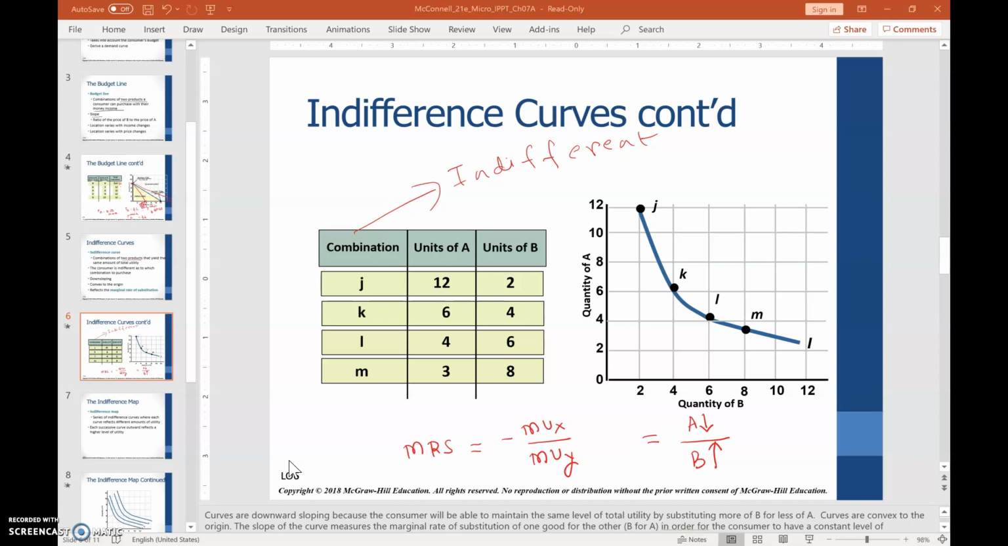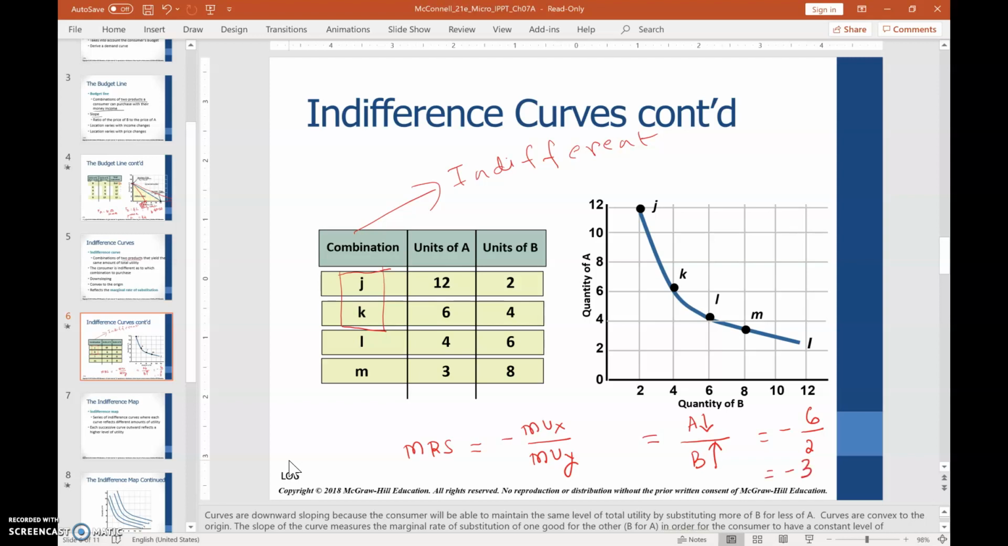If we want to calculate the marginal rate of substitution between points J and K, it will be negative 6 over positive 2, because we have the amount of A that is going down from 12 to 6 and B is going up from 2 to 4.